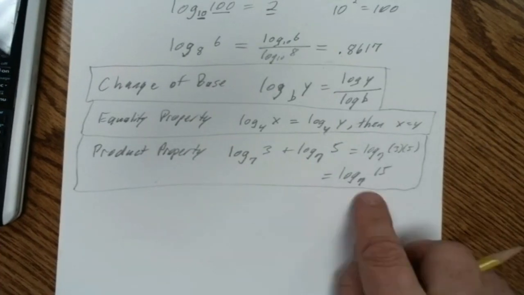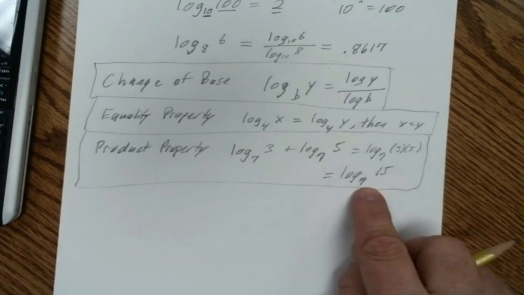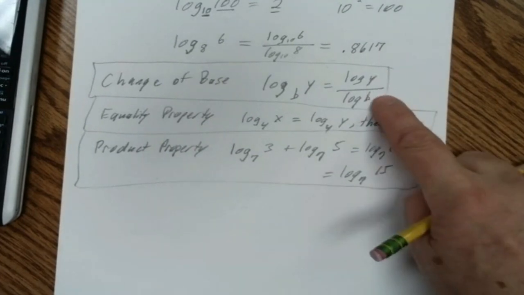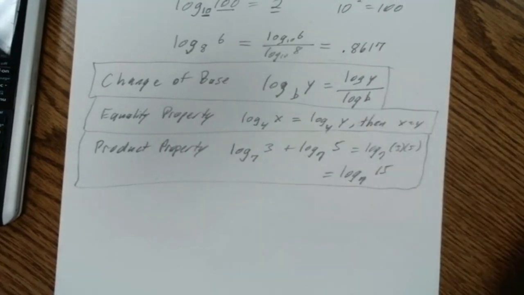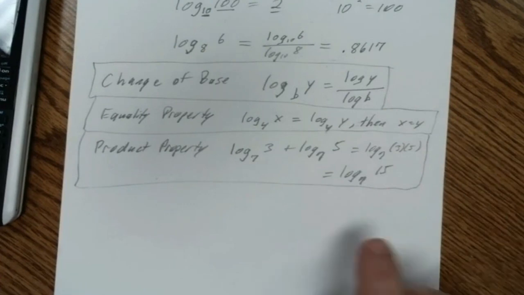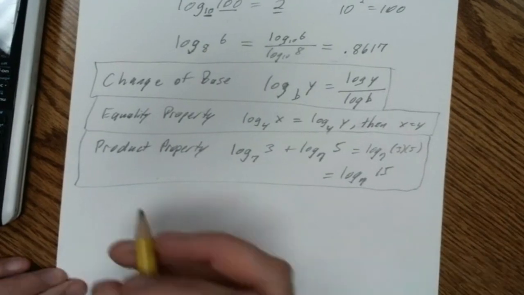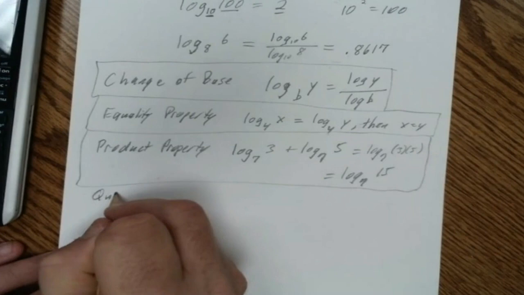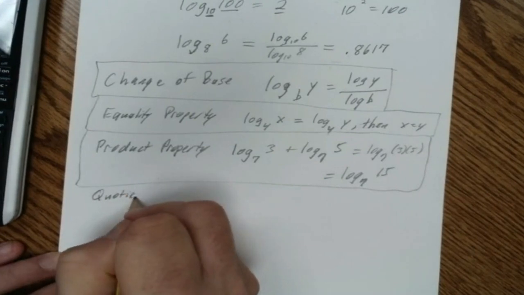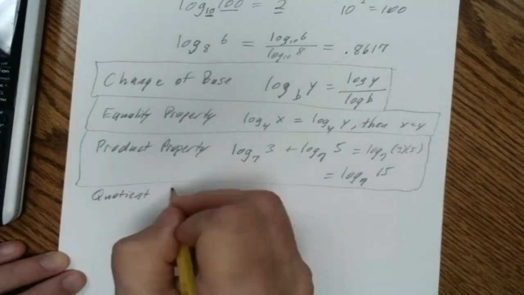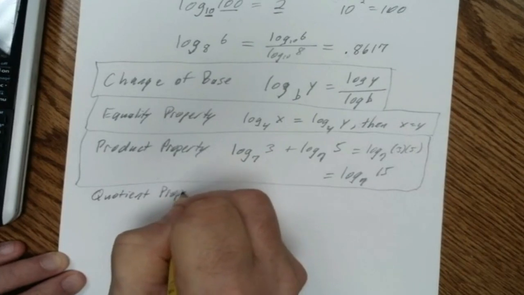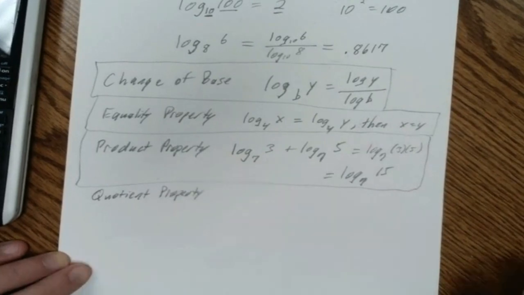And of course, if we need to figure out what this is, then with a cheap calculator, we can put it in as log of 15 divided by log of 7, and we can have an actual answer for that. So that is the product property. Now let's talk about if we have a product, we can have a quotient, right? Product is when you multiply, quotient is when you divide. So let's look at the quotient property of logarithms.